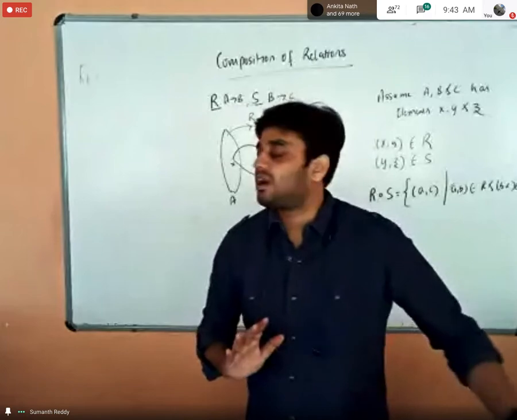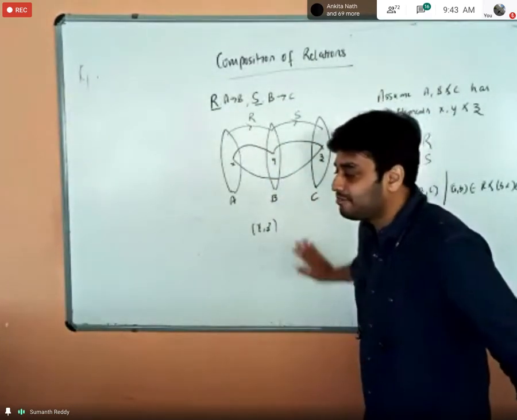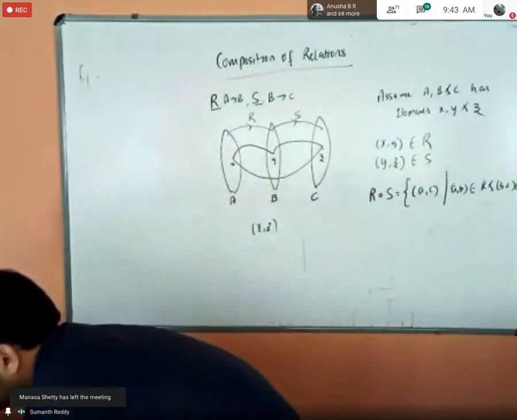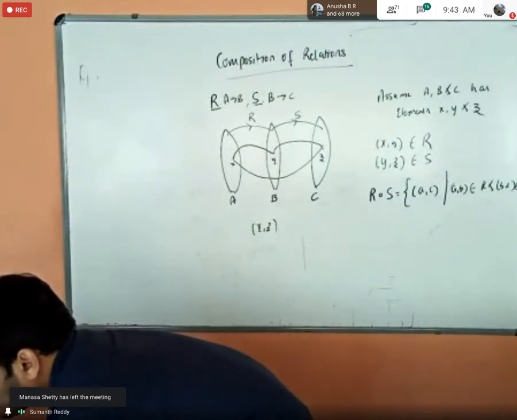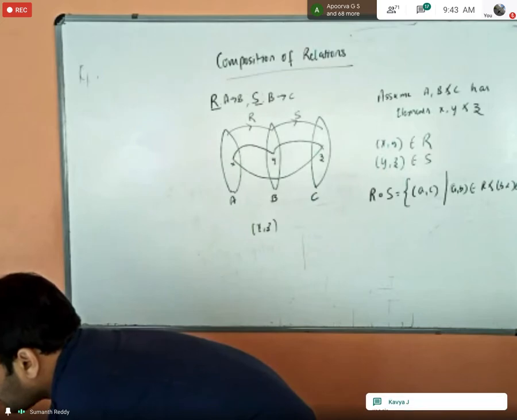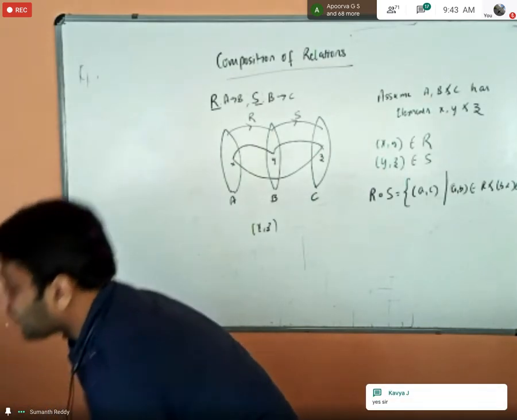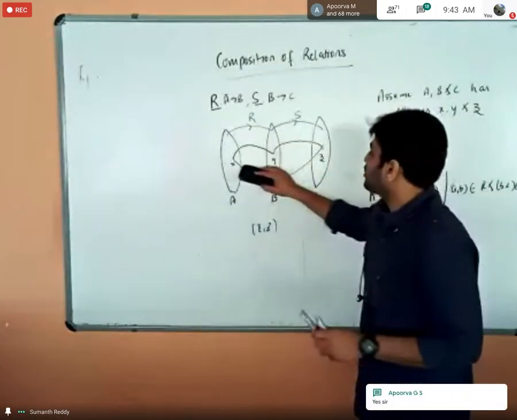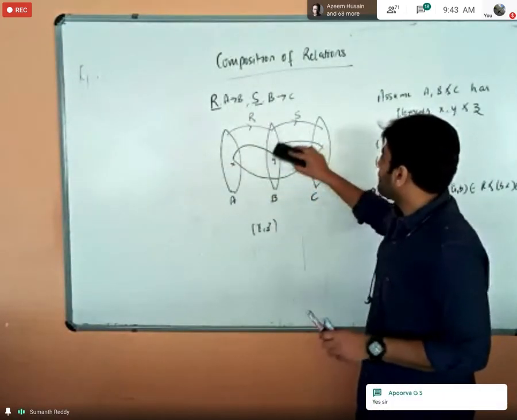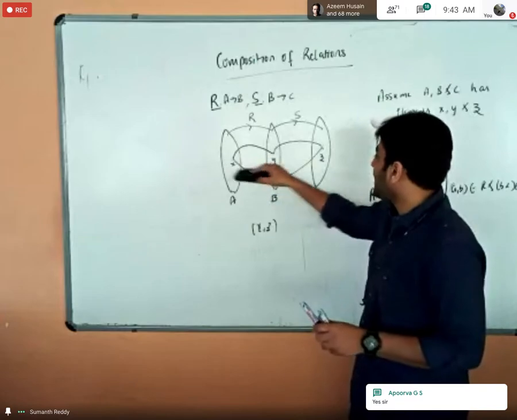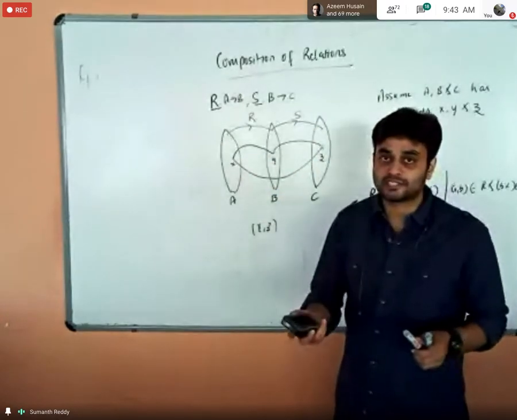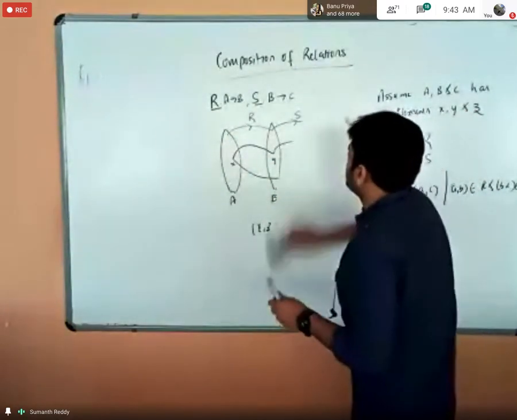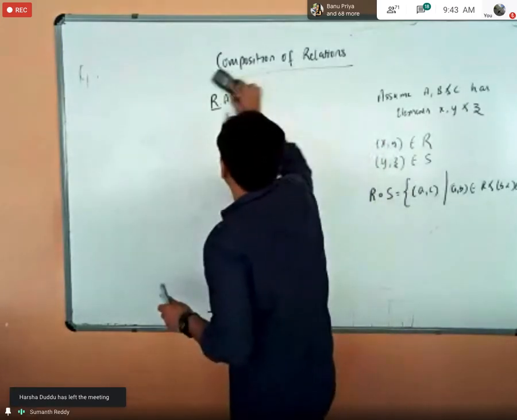So now I think this makes sense, right? Have you got some idea about this composition of relations, students? Can I go with the problems? If you are okay with this, I'll start with the problems. Fine. I'll repeat. If x comma y belongs to R and y comma z belongs to S, then x comma z belongs to R composition of S. So let us solve the problems. You will understand even better.